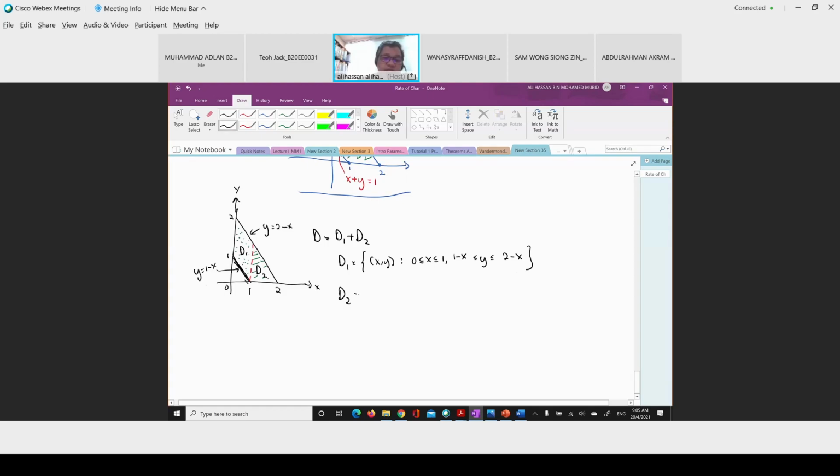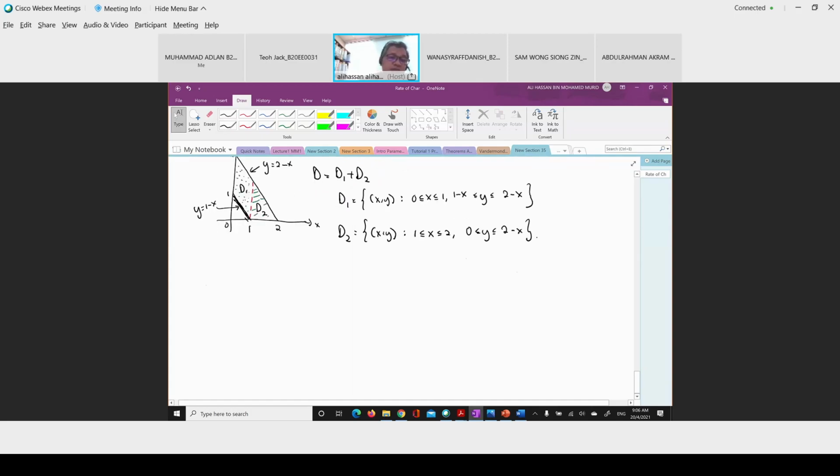What are the bounds for D2? x is bounded between numbers 1 and 2, and y is bounded by the x-axis, so it's 0, bounded above by the line y equal to 2 minus x. So the given integral, we have to split it into two.